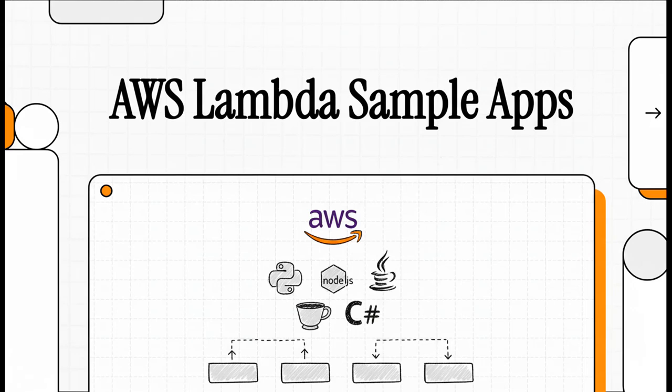You know that feeling, right? You're starting a new serverless project, you open up your editor, and you're just staring at a blank screen. It can be super intimidating. But what if I told you there's a way to skip that step entirely? Today, we're diving into the rich library of AWS Lambda sample applications. These are basically ready-to-go launchpads designed to get you building faster and smarter from day one.